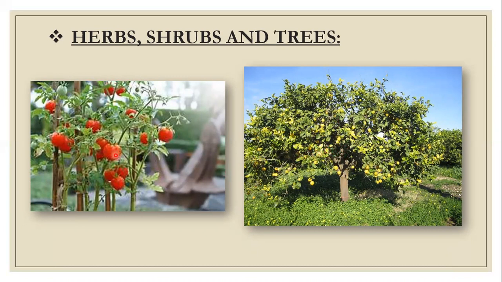And this way, according to the size of the plant, we can consider the plants as herbs, shrubs, and trees. Now, the tomato plant comes under the group of herbs. Plants of the type of tomato come under herbs. And plants like lemon come under the group of shrubs. And mango and neem are all included in trees. Now we will see the characteristics of each of these plants.